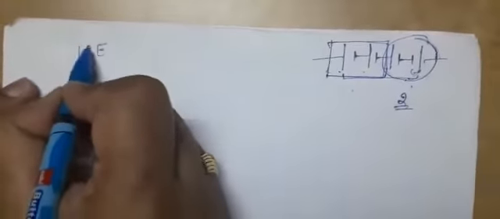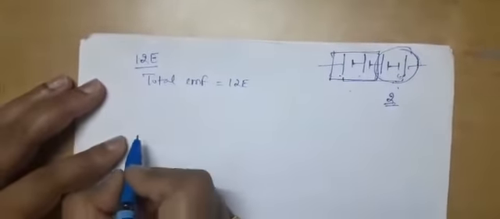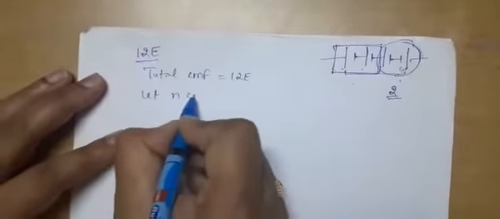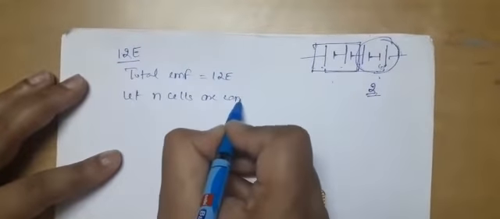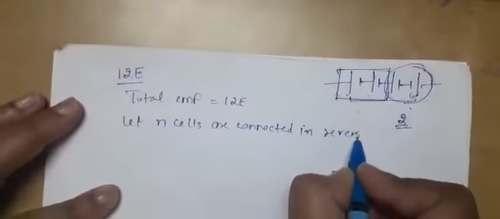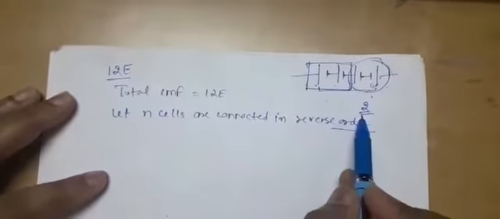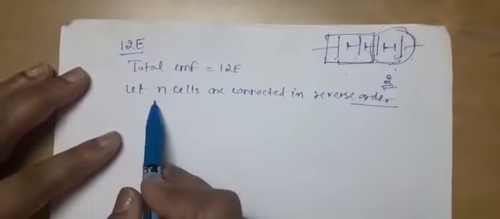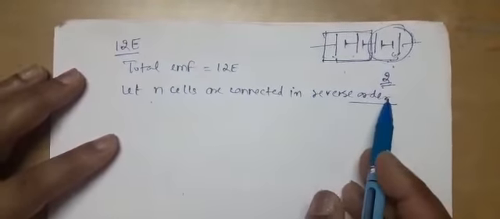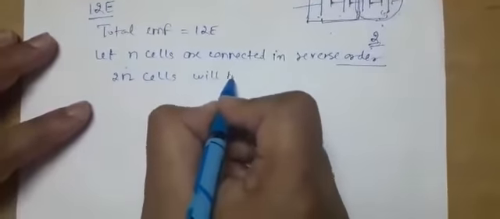So now let E be the EMF of each cell. 12 such cells are connected in series. So the total EMF of 12 cells is 12E. Now let me assume that N cells are connected in reverse order, because no information is given. We have to find the value of N. So we know that if one cell is wrongly connected, then 2 cells are destroyed. If N cells are wrongly connected, then 2N cells will be destroyed. So you will write here: 2N cells will not work. It will be destroyed.